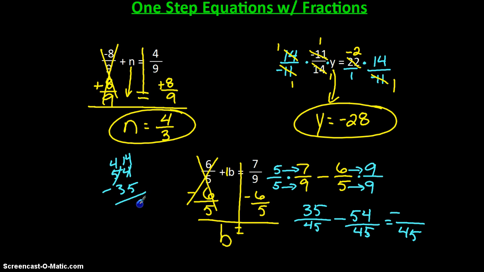So 14 minus 5 is 9. 4 minus 3 is 1. So this is a negative 19 over 45. Therefore, b equals negative 19 over 45.